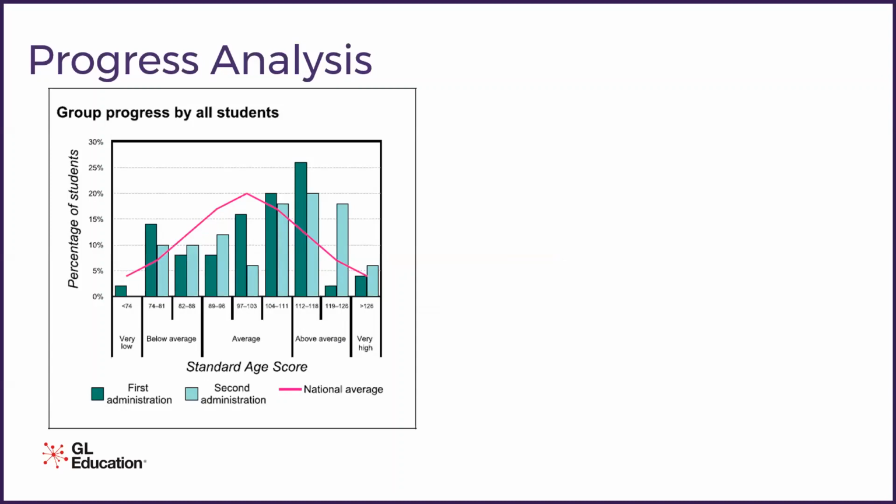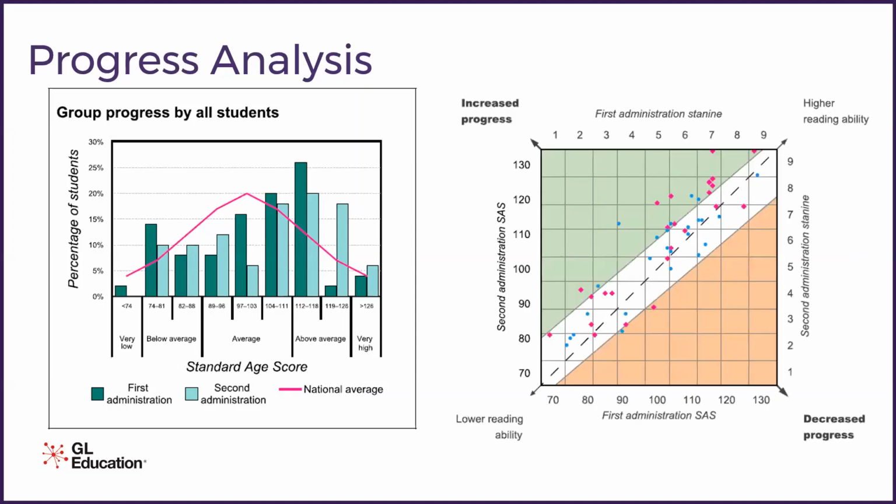The progress report also provides a comparative bar chart showing performance in the sittings against the national sample. A scatter plot is also generated. Students within the white area are making the expected level of progress. Those in the orange area are below the expected progress, and green is expected or above. The scatter plot also shows this progress against reading ability and displays gender distribution of scores and progress. The pink dots are females and the blue dots are males.